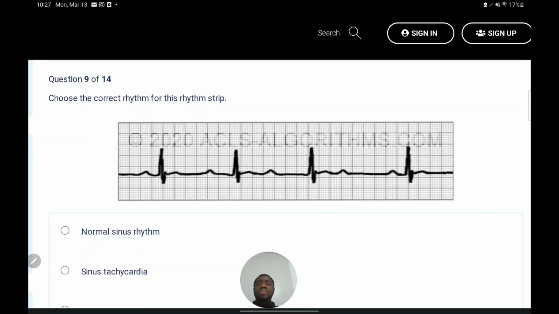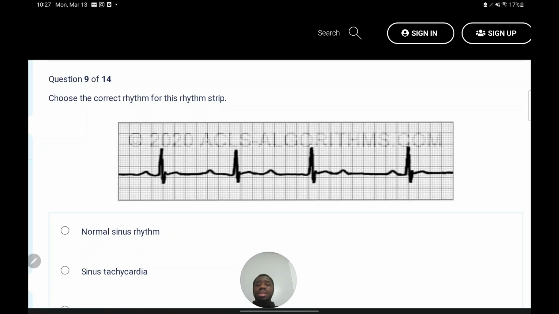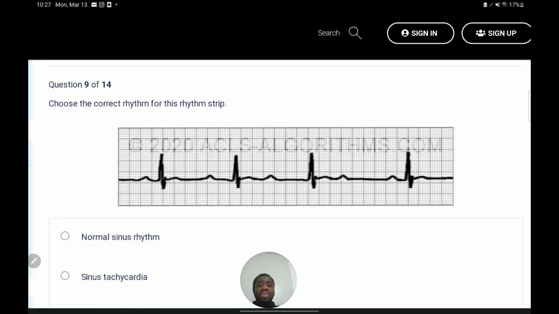And the P wave, is it absent? Is it present? Yes, the P wave is present. QRS complex is also present. But there's something we need to know here. Look at the distance between the P wave and the QRS complex in one cycle. And in the second cycle, look at the distance between the P wave and the QRS complex. The distance is wide. And the third one, look at the P wave here and the QRS complex, the distance increases from the previous.